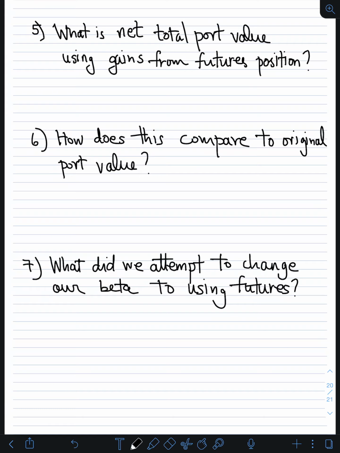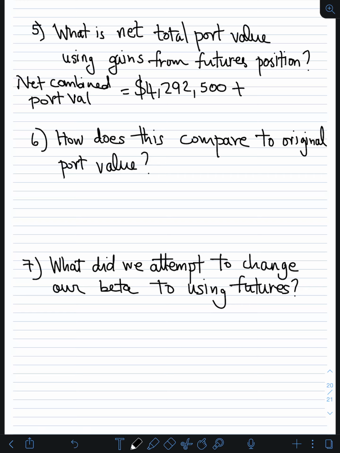So let's compare and see what our total net portfolio value is after adding in both terms. What's our net combined value? Our net combined portfolio value is equal to the 4,292,500 that our portfolio is at now, plus the 810,000 that we just gained using the short position, and that totals out to 5,102,500.